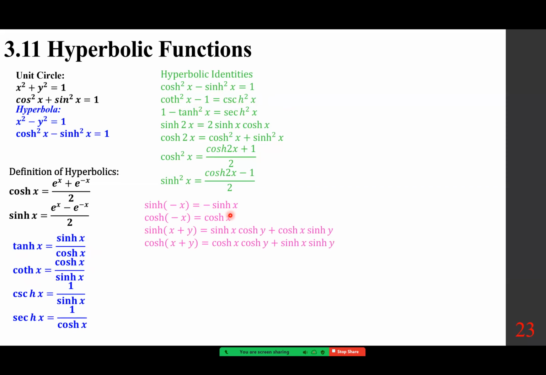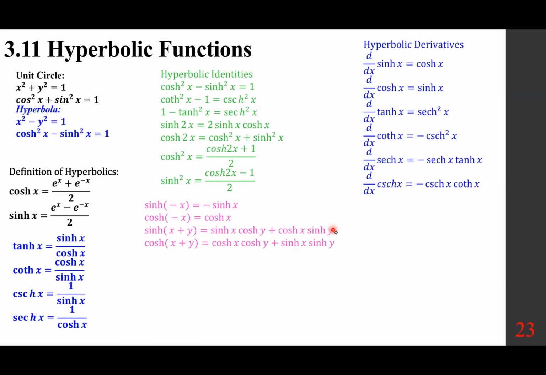Sinh of minus x is minus sinh x, but cosh of minus x is cosh of x, and it's an even function. Or sinh of x plus y is sinh x cosh y plus cosh x sinh y. Again, you remember sine of alpha plus beta is sine alpha cosine beta plus cosine alpha sine beta. So if you go back to your trigonometric identities, we do have similar identities here, not exact, of course. The derivative of sine was cosine, the derivative of sinh is cosh, the derivative of cosine was negative sine, but here it is positive sinh, and so on.